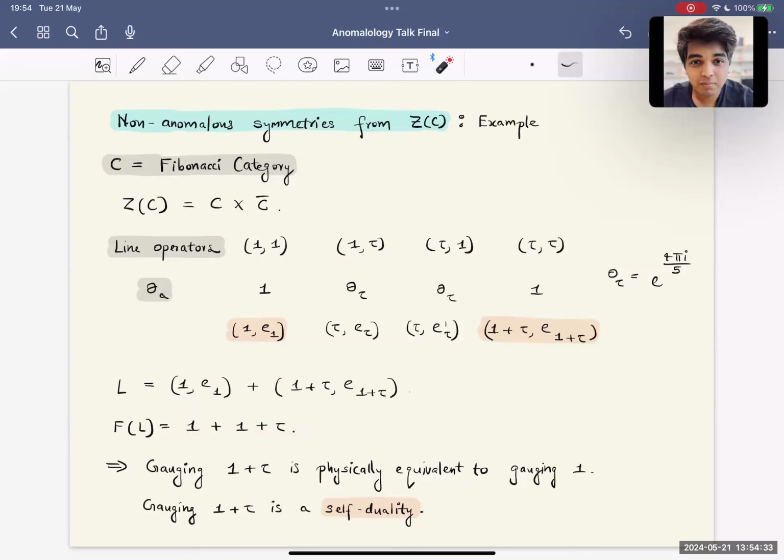When you have a QFT with a Fibonacci symmetry, you gauge 1 plus tau, you go back to the same theory. This is like the Ising, where you gauge the fermionic Z2 and you get the Z2 symmetry of the Ising. And when you gauge it, you go back to Ising itself. This is the Fibonacci version of that. And you see that 1 plus tau must be a self-duality because 1 and 1 plus tau come from the same Lagrangian algebra. So any questions on this example?